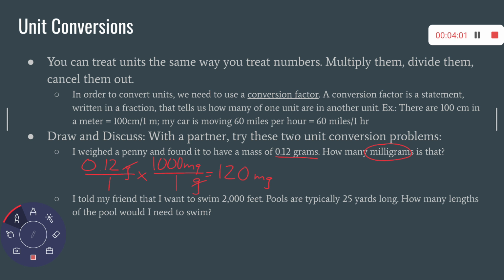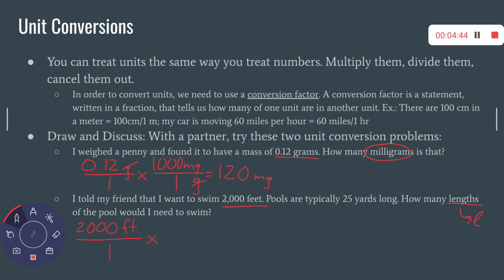Let's try the next one. I told my friend that I want to swim 2,000 feet. Pools are typically 25 yards long. How many lengths of the pool would I need to swim? So I'm looking at this problem, and I know that my starting amount is how much that I actually want to swim. And so that's going to be 2,000 feet. And as always, I'm going to put that over 1 just to remind myself that I am multiplying fractions here. If I look at my problem, I notice that lengths, which I'm going to call lowercase l, is my end goal unit. That's my end target.